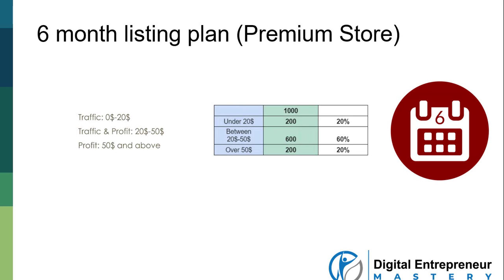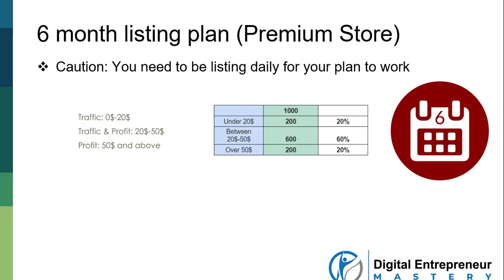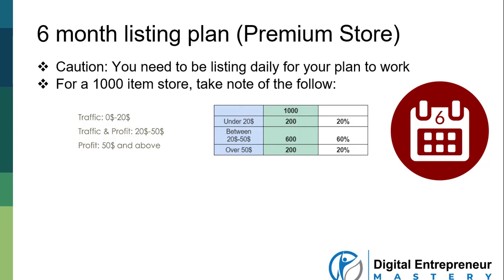Now for a 6-month listing plan, when you proceed on to a premium store, here are the plans that you should follow. Again, you need to be listing daily for your plan to work. For a 1,000 item store, take note of the following. Make sure that you list items that are below $20, at least 20%, which is 200 items. The quantity does not mean that it needs to be 1.